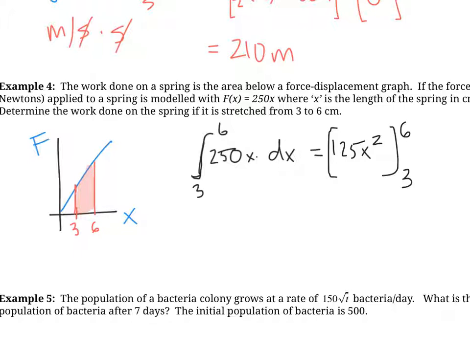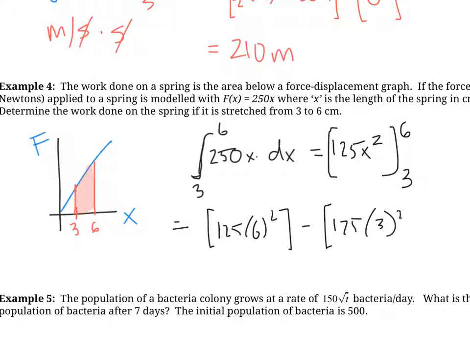And that's basically what we've got to do. We just got to plug in 3 and 6 into that equation. So at 6, it's 125 times 6 squared. And then at 3, it's going to be 125 and 3 squared. So the answer here is 3,375. Now again, what are the units?